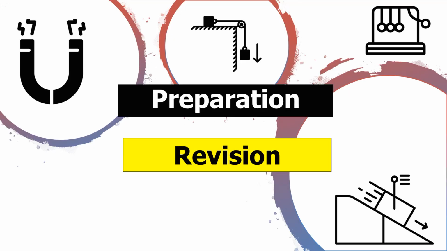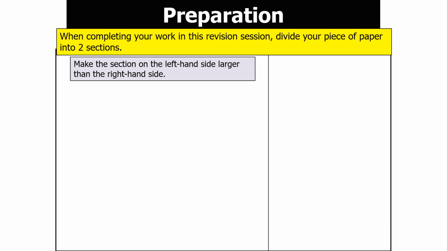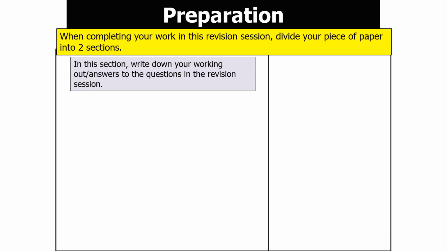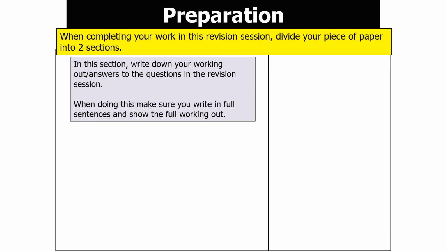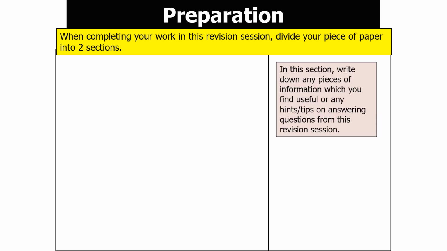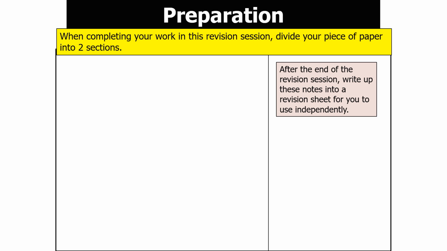So how should we prepare for this revision session? When you're completing this work, divide your piece of paper into two sections. Make the section on the left hand side larger than the right hand section. In this section, write down your working out and answers to the questions in the revision session. Make sure you write in full sentences and show your full working out. In the right hand section, write down any information which you find useful or any hints and tips on answering questions from this revision session. After the end of the revision session, write up these notes into a revision sheet for you to use independently.